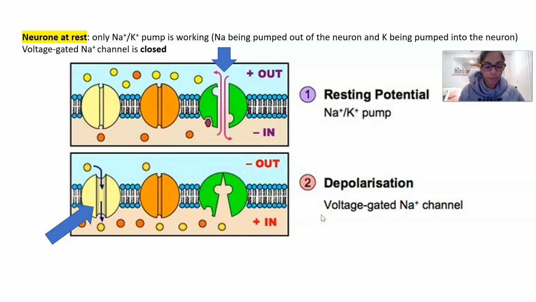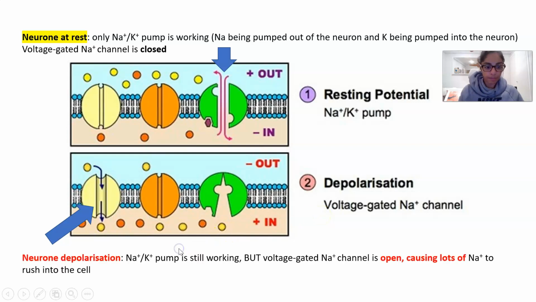And what we have happening is neuron depolarization. Our sodium-potassium pump is still working away in the background, but it's losing the battle here because the sodium channels are all open. Therefore, sodium starts to rush into the cell down its concentration gradient.